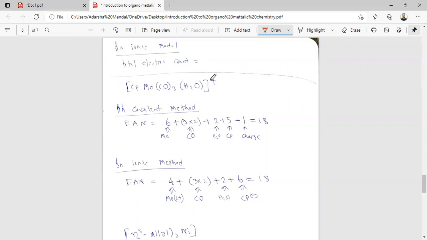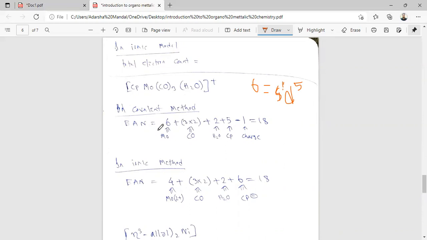CpMo(CO)3(H2O), and the overall charge of the complex is +1. So molybdenum is group 6, and its valence electron configuration is 4s1 4d5. So it has a total of 5 electrons in the d orbital and 1 electron in the s orbital. So first we will count the EAN in the covalent method.